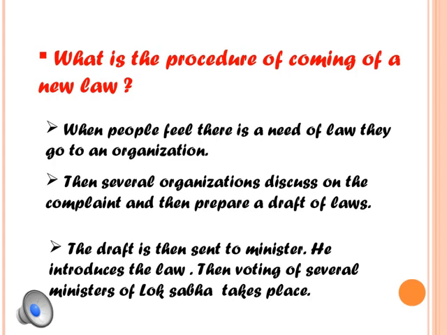Now, what is the procedure for the coming of a new law? We have seen this in the chapter on the parliamentary form of government, where three sittings are held. Two houses sit, there is an introduction of the bill, then a discussion on that, then it is passed on to the next house for implementation. Again, three sittings will be done: the first reading, second reading, and the third reading.